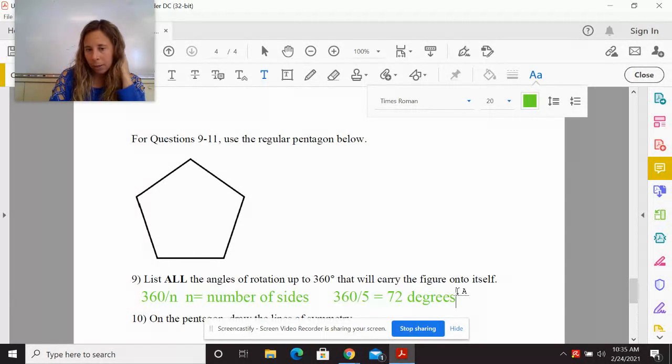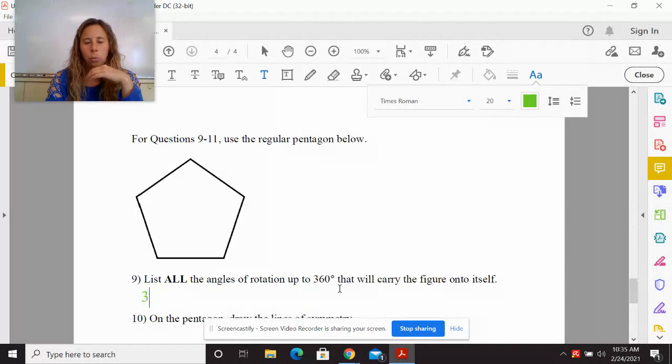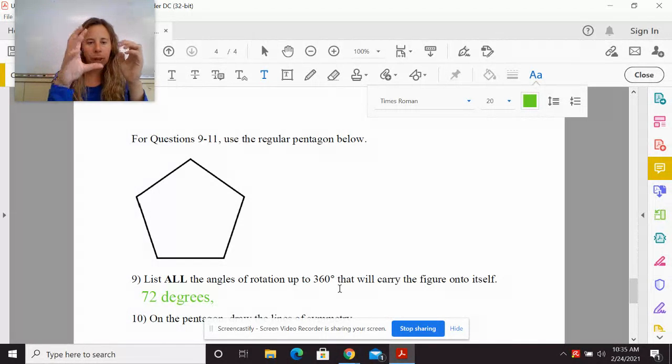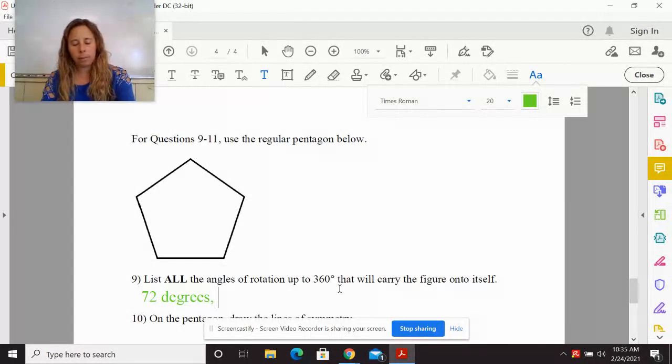All right, let me get rid of this so I have room to write my other angles. That's 72. Okay, and now we have to get all the way up to 360. So you're just adding it onto itself. So think of it as I'm rotating 72 degrees, and then I'm rotating again 72 degrees, which is 144 degrees.